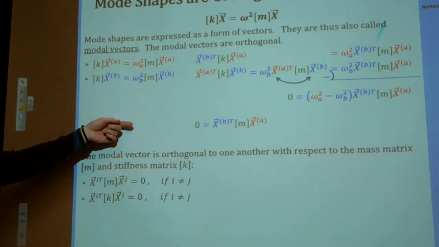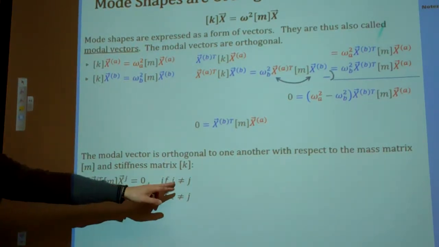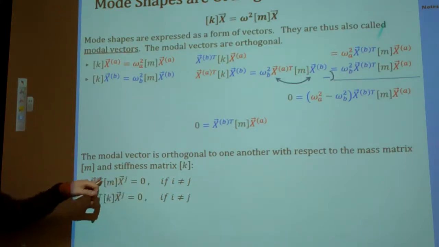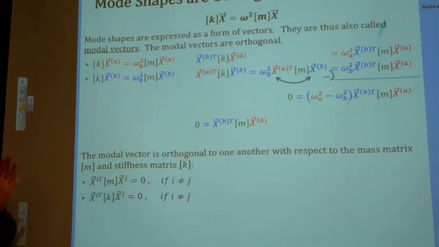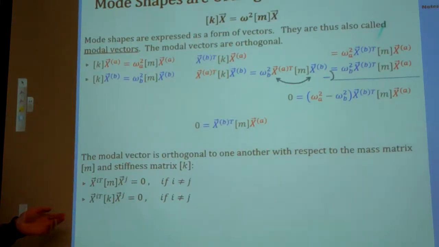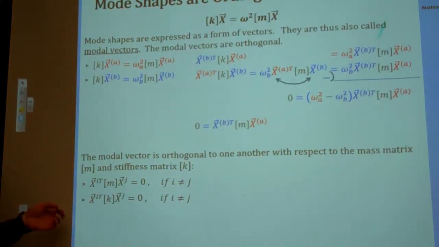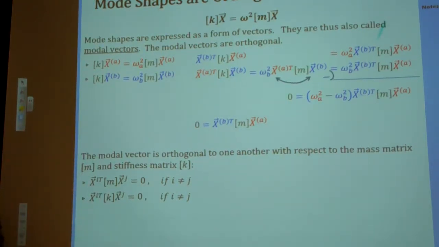Also, we can similarly process it. I didn't show it, but we can get this one. So the ij indicates the i-th modal vector and the j-th modal vector. As long as they are not the same, this relation is always true. This is called the orthogonality of the modal vectors. That means the two equations.